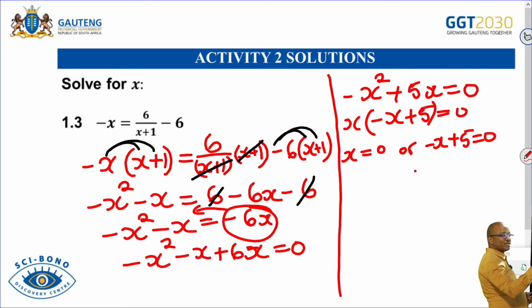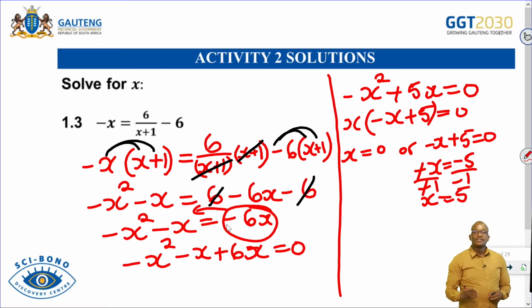Then we're going to say negative x is equal to negative 5. Our x must be positive, so we divide both sides by negative 1. Then x is going to be positive 5. So that is how easy we solve this type of equation. Remember, dealing with fractions is not difficult. The only thing you need is the technique to get into that.